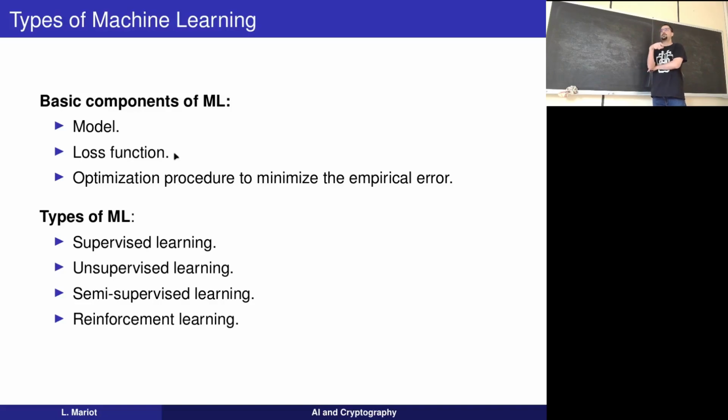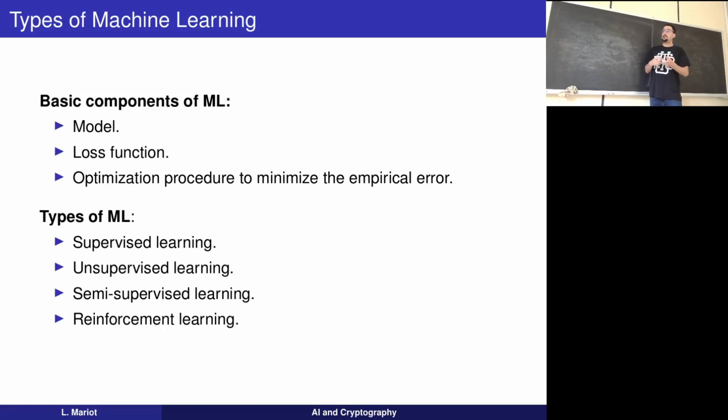It measures how far we are from recognizing, let's say, a particular distribution of samples with our computer program, with our machine learning algorithm. And then we have an optimization procedure that is able to minimize this loss function, or this empirical error.